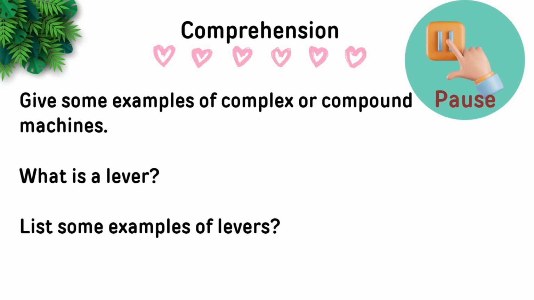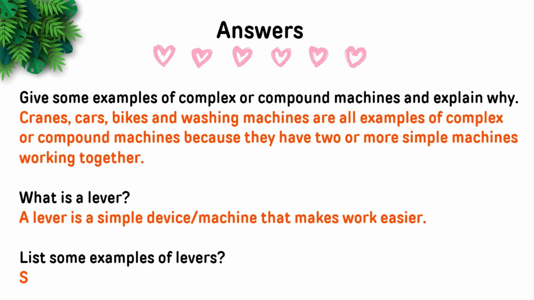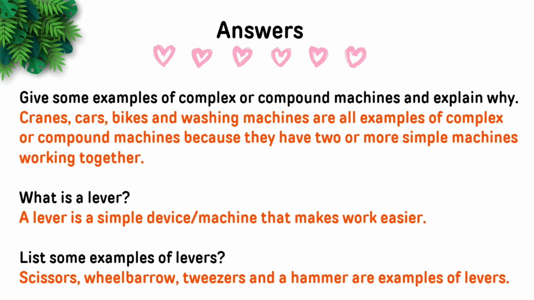Comprehension. Give some examples of complex or compound machines. What is a lever? And list some examples of levers. You may pause the video to answer these questions. Cranes, cars, bikes, and washing machines are all examples of complex or compound machines because they have 2 or more simple machines working together. A lever is a simple device or machine that makes work easier. Scissors, wheelbarrow, tweezers, and a hammer are examples of levers.